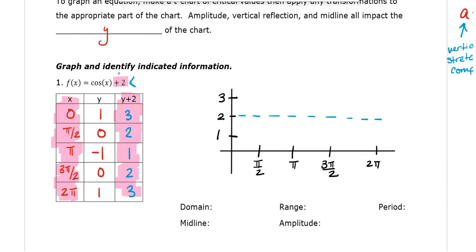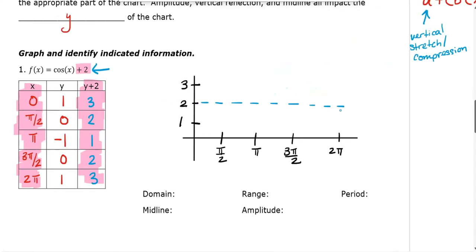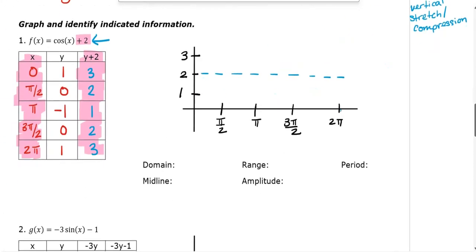Again, I already said, whatever you have right here at the end, or whatever is written, it could even be written at the beginning, because I could also rewrite this equation as 2 plus cosine x. It's the same thing. If it's not added within the function, so it's not inside the cosine function, it's outside of it, added or subtracted, that's your midline. So whatever my k is, that's my midline. And so now I've got that horizontal dashed line right there through 2.